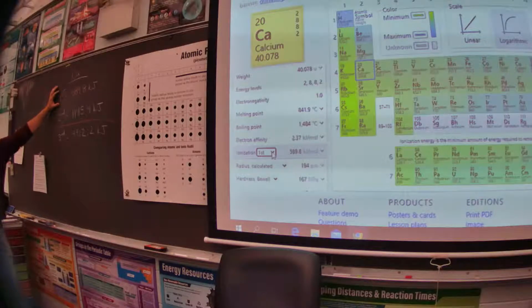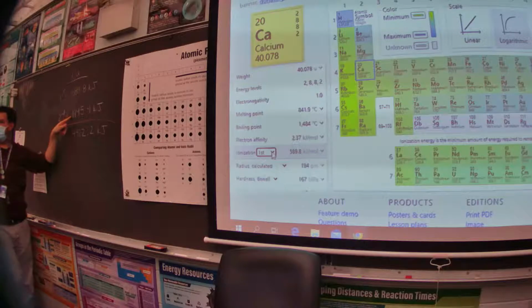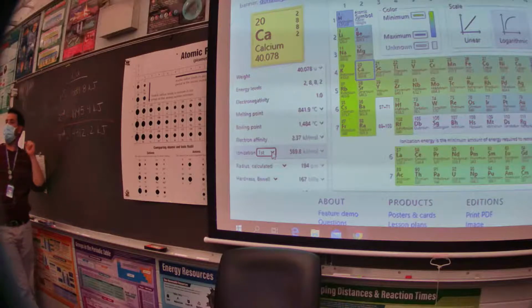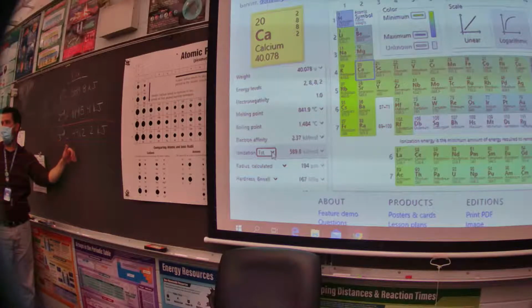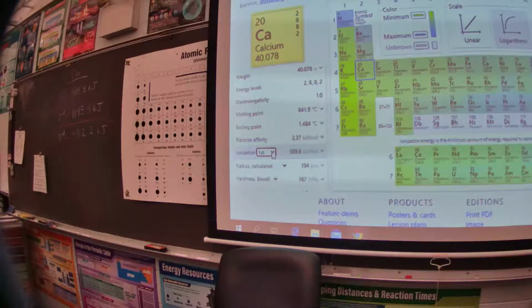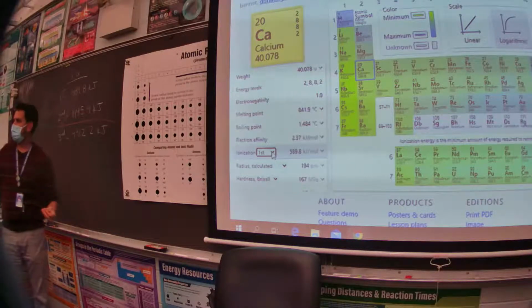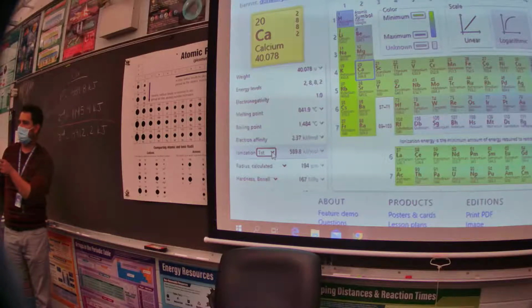Then if I were to remove one more, look, it about doubled, right? If I were to remove one more, there's a massive jump here in energy. Do you all see that? How it's massive, almost quadrupled? What does that mean? It's important for you to understand what that means. Yes? The outer ring is full.